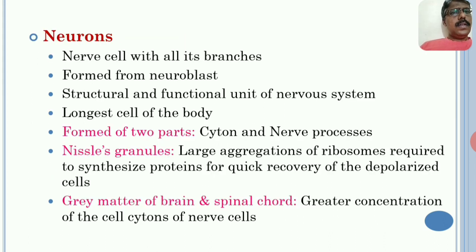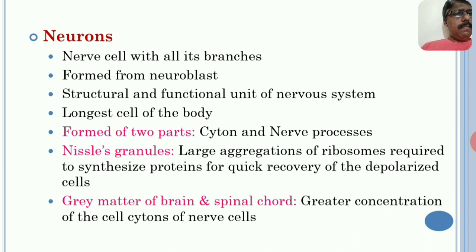Neurons. The nerve cell with all its branches. It is formed from neuroblast, the structural and functional unit of the nervous system, and the longest cell of the body. It is formed of two parts, cyton and nerve processes. Nissl's granules are large aggregations of ribosomes required to synthesize proteins for quick recovery of the depolarized cells.